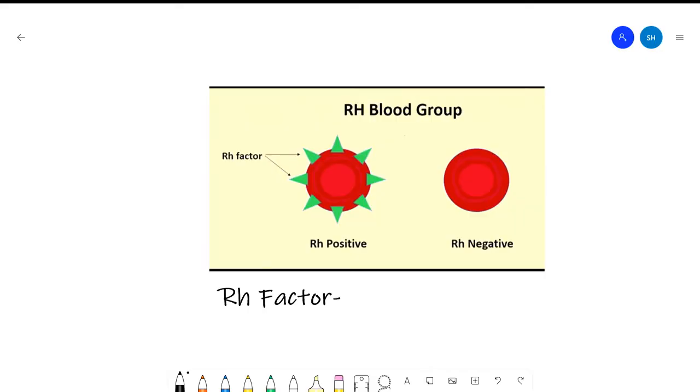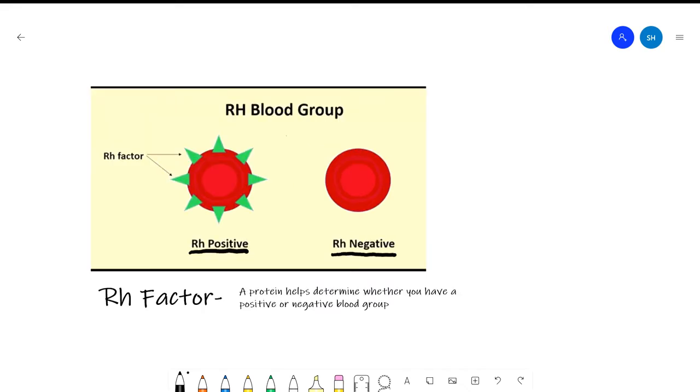So, if you have the RH factor, you have a positive blood group. And a more technical term is RH positive. And if you don't have the RH factor in your blood, then you have a negative blood type, and a technical term for that is RH negative. So that was the basic idea of the RH factor. Like I said, the RH factor is determined by your genes, and you get your genes from your parents.